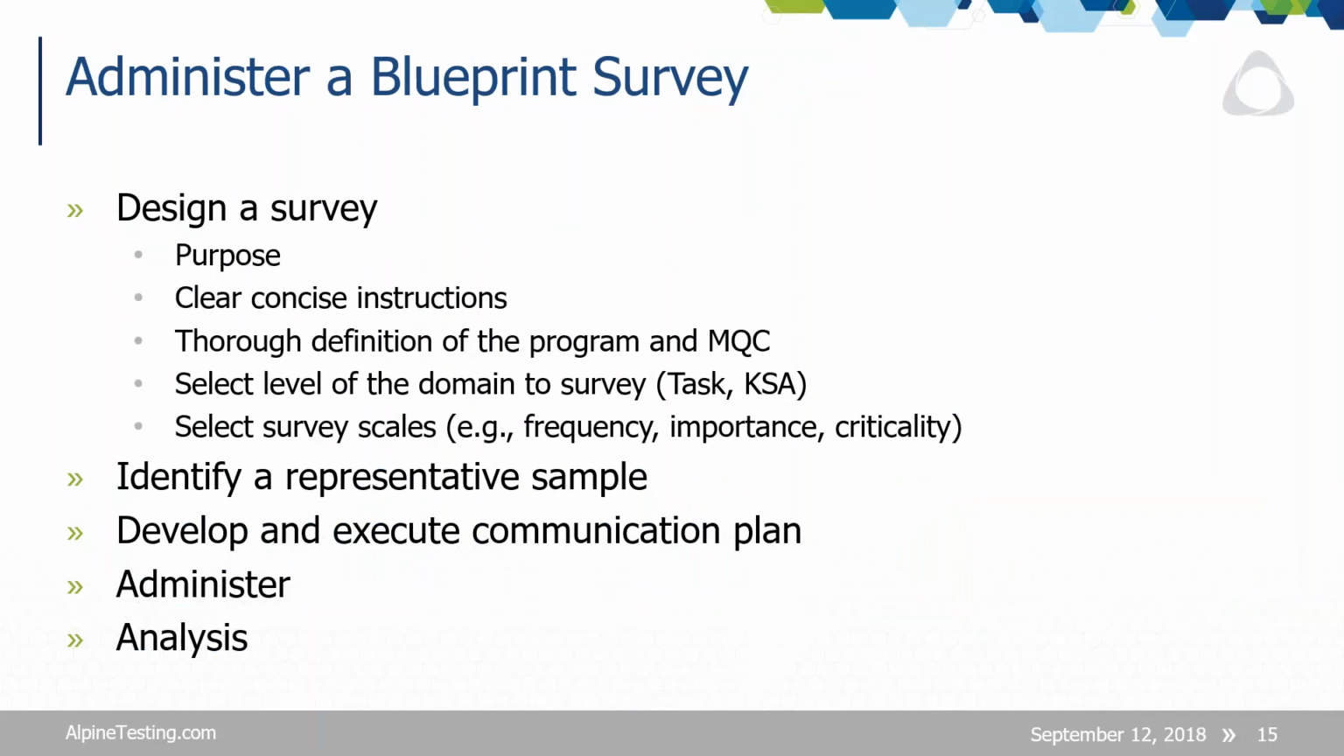So once we've finished defining the content areas, we have our tasks, knowledge, skills, and abilities. We've defined the cognitive level of those areas. The next thing to do is to think about creating a blueprint survey. And these are kind of presented as discrete tasks in this process, but really we start thinking about the blueprint survey while we're working with the panel.